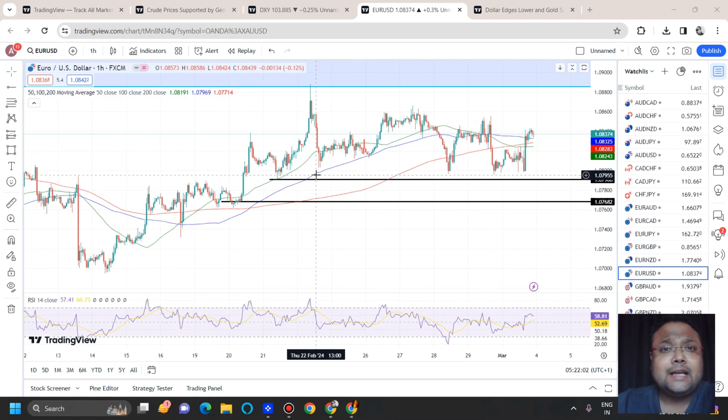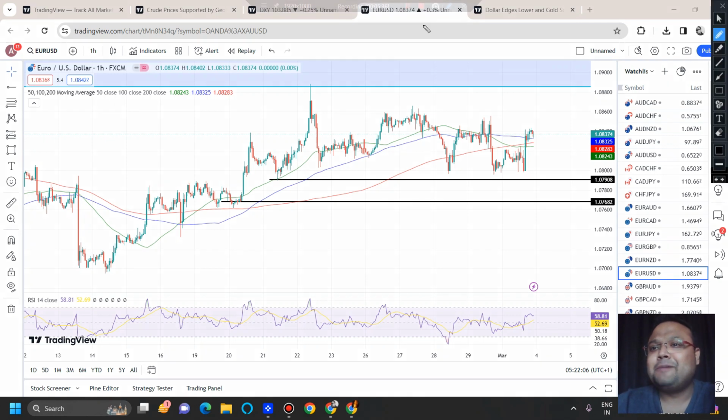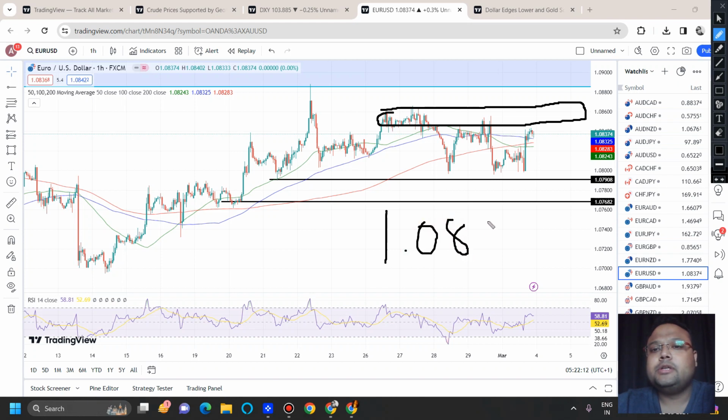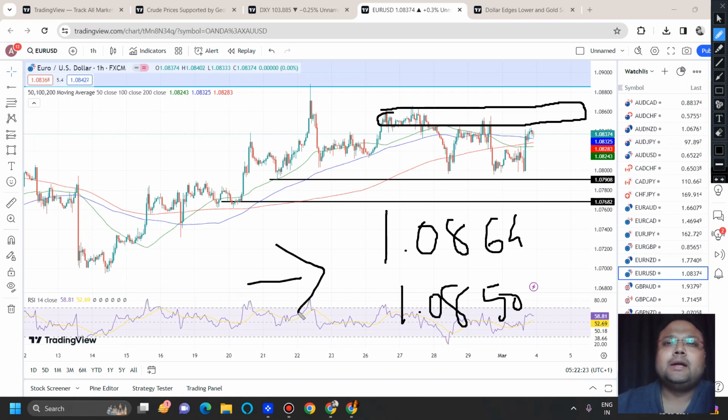And on the other hand, instead of going down, if you see EURUSD going up, in that case, we have resistance around this particular area, 1.0864 to 1.0850. This is a whole resistance zone on EURUSD. So if you see the market going up, observe the volatility. Volume and volatility will be very, very important.